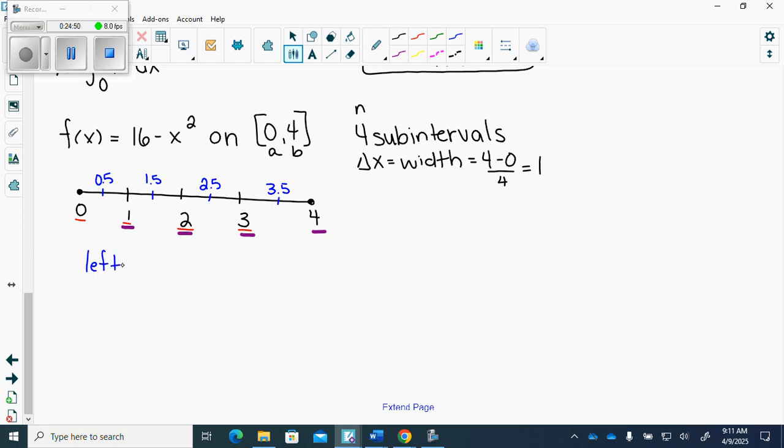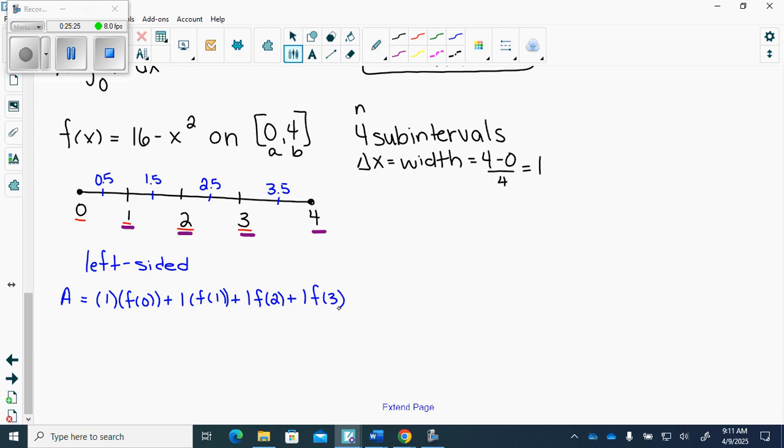So left side are the ones on the left, right? So left sided. So at minimum, what I need to see is the width change. So 1, you could take it completely out or you can put it with your area. 1 and then f of 0 plus 1 times f of 1 plus 1 times f of 2 plus 1 times f of 3.